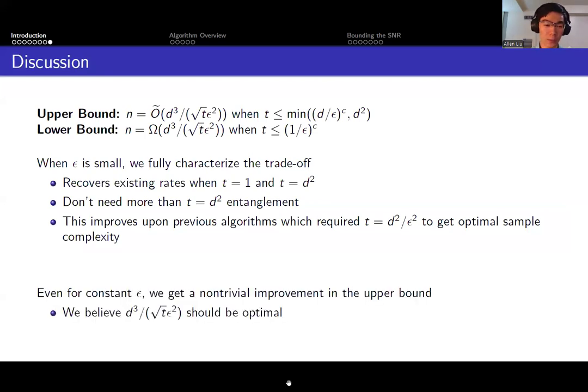Furthermore, even when epsilon is not small, so even in the constant epsilon regime, we give a non-trivial improvement in the upper bound. We give a polynomial improvement in the upper bound, even when epsilon is constant. We believe that this d cubed over root t epsilon squared should be optimal. However, there are some technical difficulties, so we have additional technical restrictions on the regimes of t under which our trade-off holds.